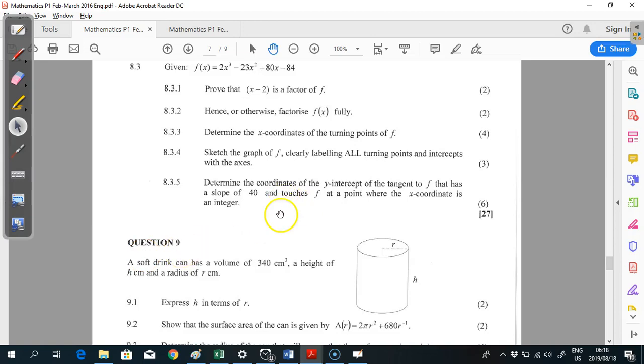Welcome back. And we're now looking at question 8.3 from the Maths Paper 1 for February-March 2016. It's been given that f of x is equal to 2x cubed minus 2x squared plus 80x minus 84. And 8.3.1 is: prove that x minus 2 is a factor of f.